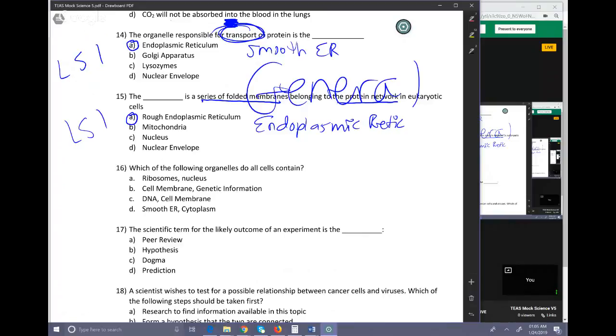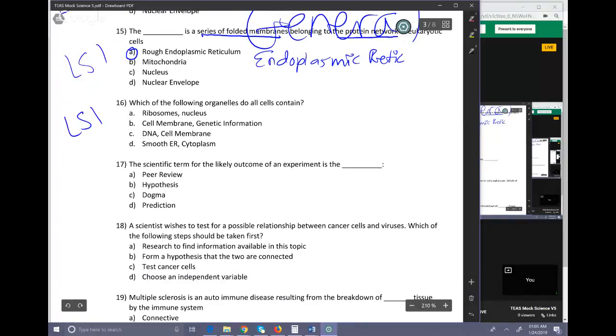16, which of the following organelles do all cells contain? This is also Life Science 1 about cells. This is harder than the real test. You probably know from my previous mocks, it's only going to be one. I've never seen this question with 2 answers where you had to get 2 of them right. I did this because I want to make sure you know as many of them as possible. There are 4 of these that are possible. So the 2 that are correct are the ones in B, a cell membrane and genetic information.